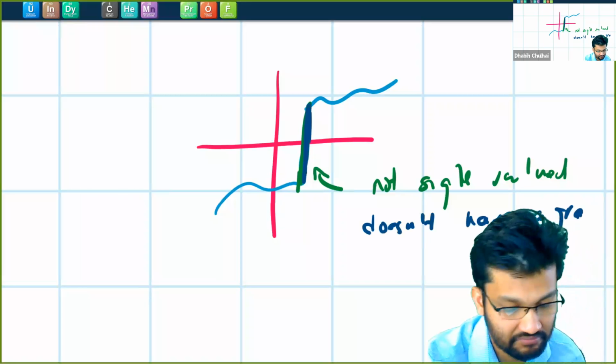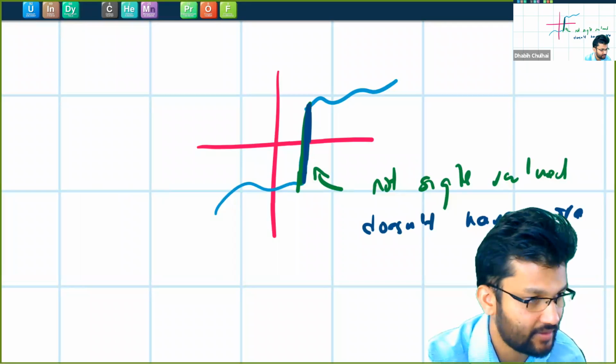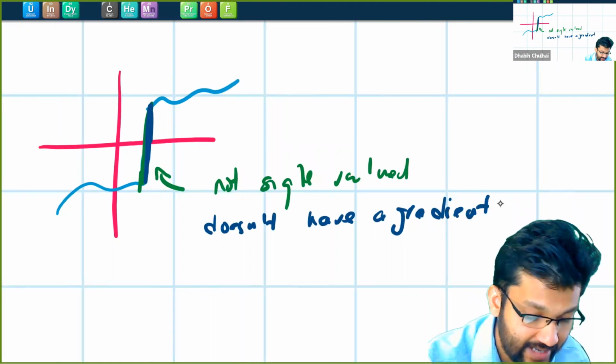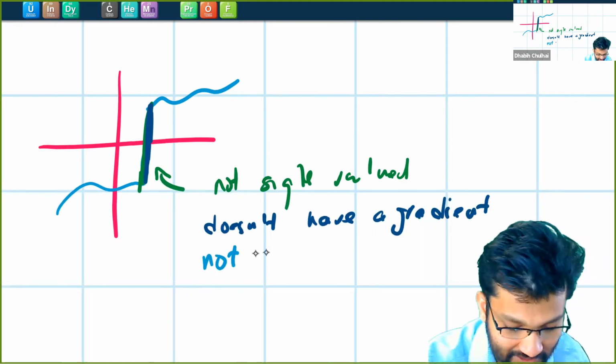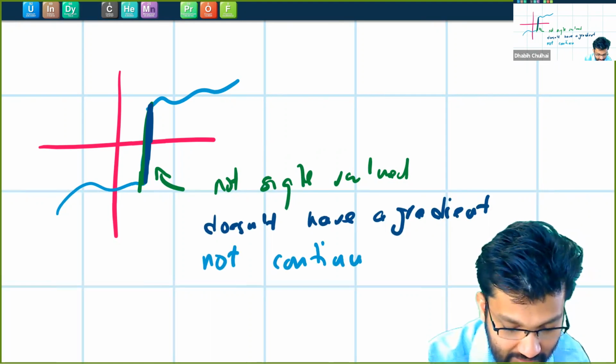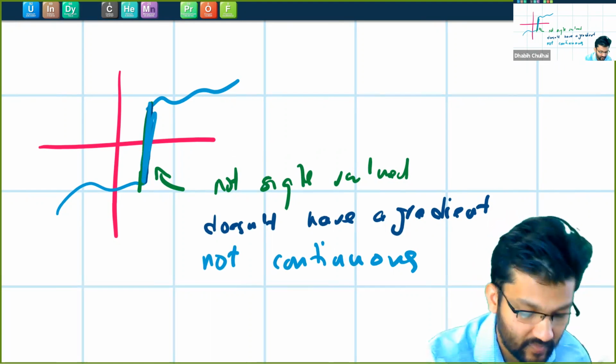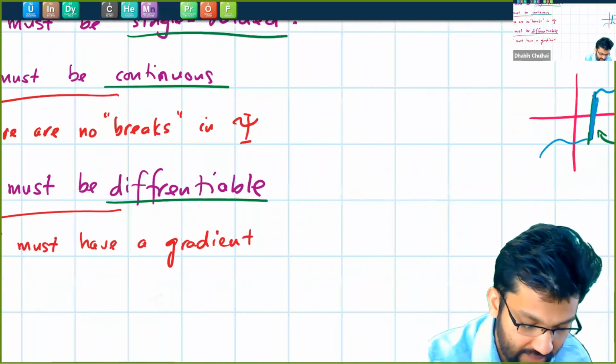The rise is something, but the run is 0. So the gradient is infinity. It doesn't have a gradient, and it actually is not continuous. So there's many things wrong with something like this one, right? Does that make sense? But yeah, it must have a gradient.